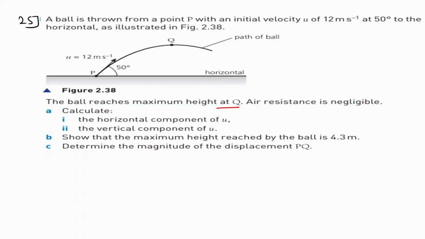Air resistance is negligible. In part A, it says calculate the horizontal component of u. In the second, the vertical component of u. Try to recall the equations which are useful here, give the answer, and match your answer with my solution. We have done so many problems of this concept.